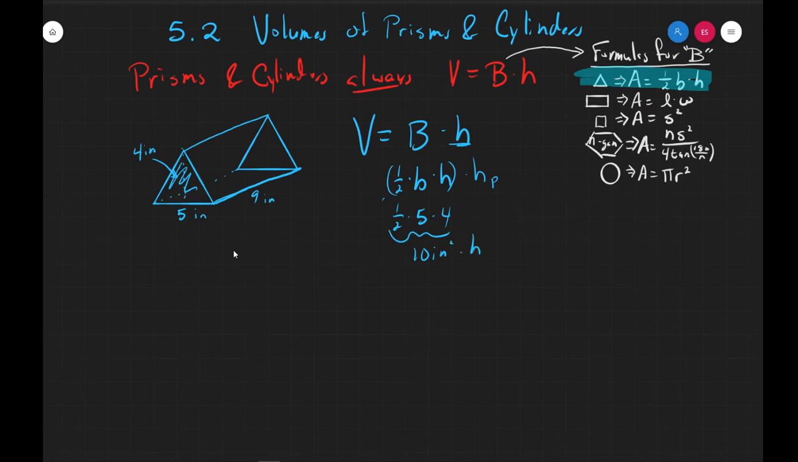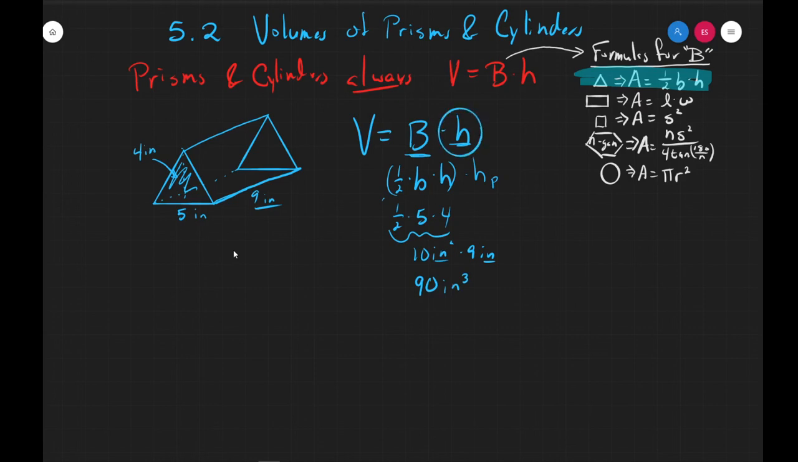Times our height. Well, in this case, we know that our height is 9 inches, so we can go ahead and replace that h with a 9. So we have 10 inches squared times 9 inches. 10 times 9 is 90. Inches squared times inches gives us inches cubed. So that's how we can find the volume of this particular shape. Again, find the area of the base, multiply it by the height of the prism.